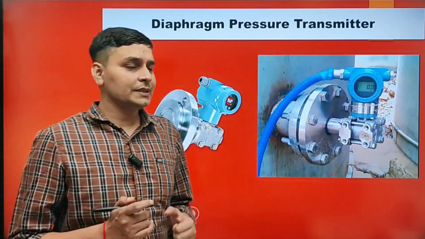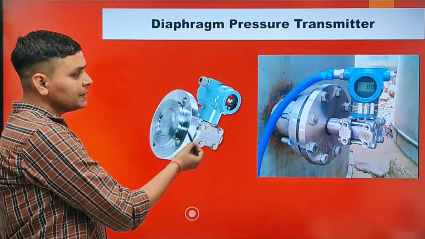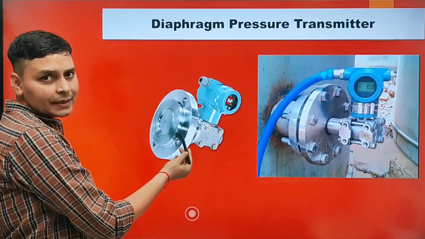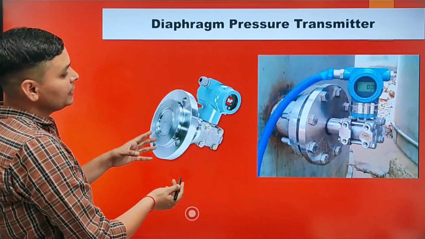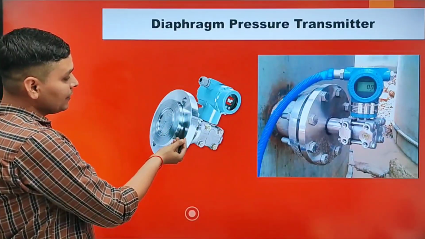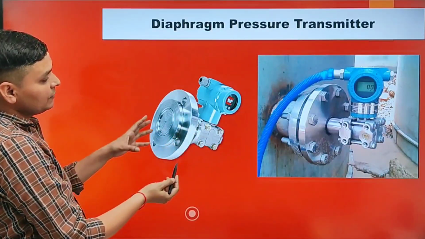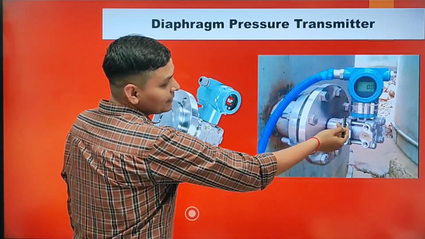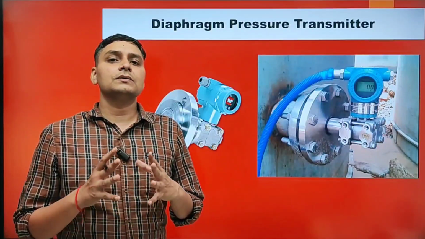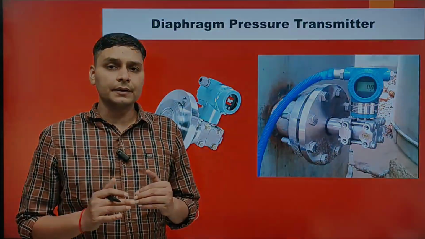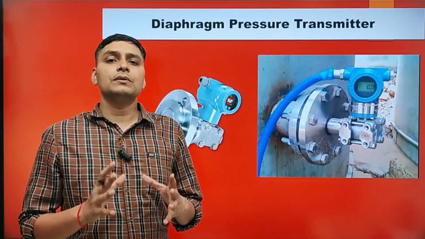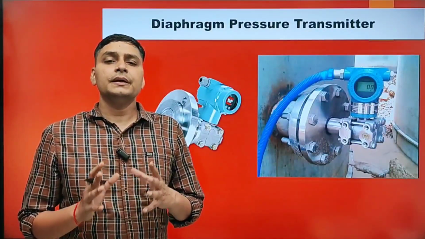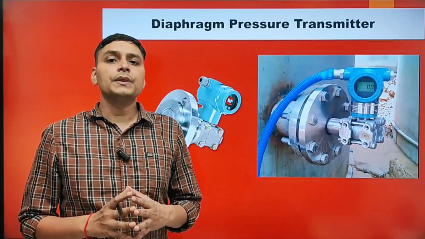As it is clear from its name, a diaphragm is used with this transmitter. You can recognize this transmitter by only seeing this transmitter. A diaphragm will be shown outside from the transmitter, and this transmitter will be connected like this. Okay. Diaphragm type pressure transmitters are used to measure the level of any tank. They are used to measure the level of pulp, slurry, acid, bases, etc.